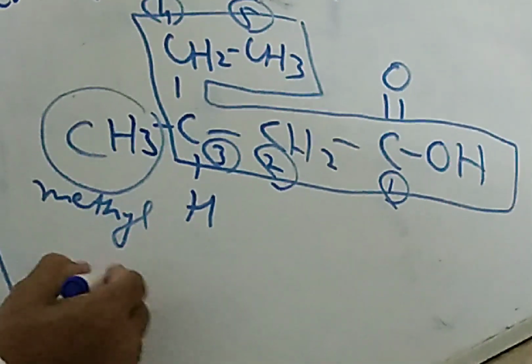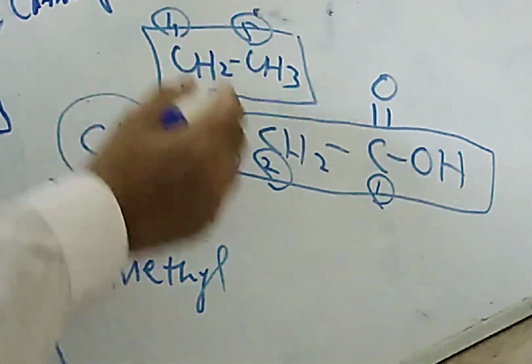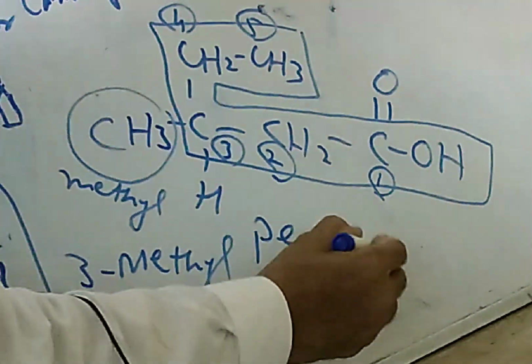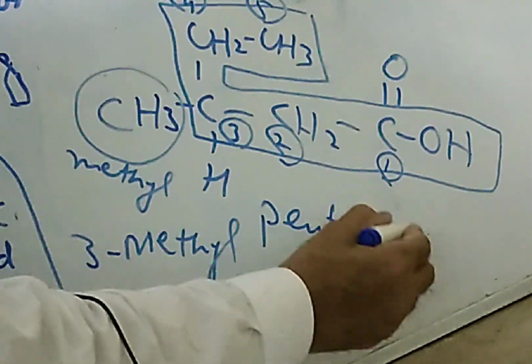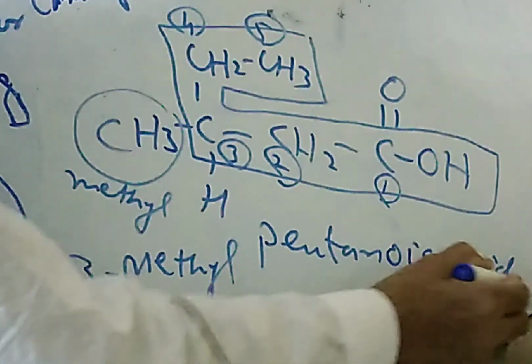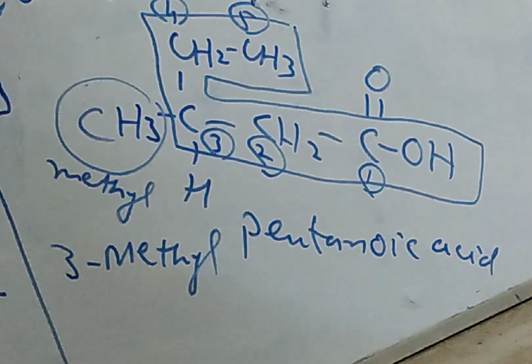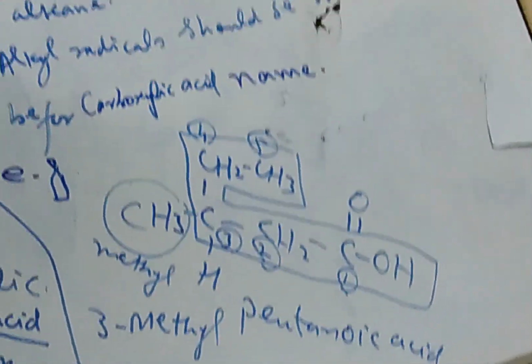So this is the 3 methyl, and then the 5 means that is the pentane. So E is replaced by OIC acid, pentanoic acid. So the name is 3 methyl pentanoic acid. This is the IUPAC name of the compound. Another example.